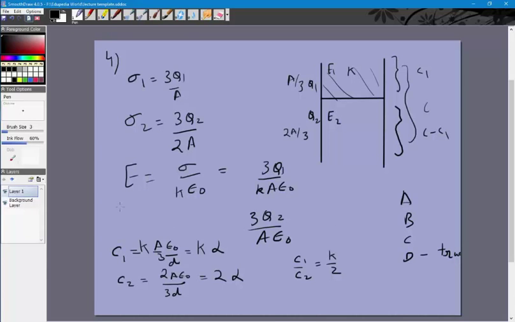Right. Then let's see what is E1 by E2. Right. E1 by E2, we need to find the ratio of Q1 by Q2 for that. But V is the same for both of them. So Q1 by Q2 is again C1 by C2, which is K by 2.